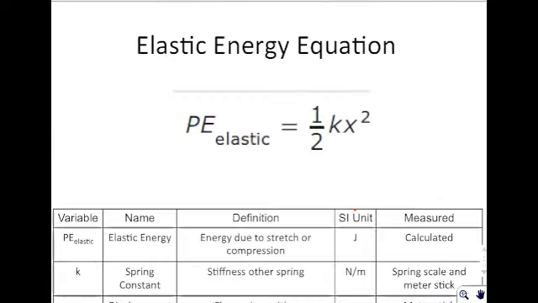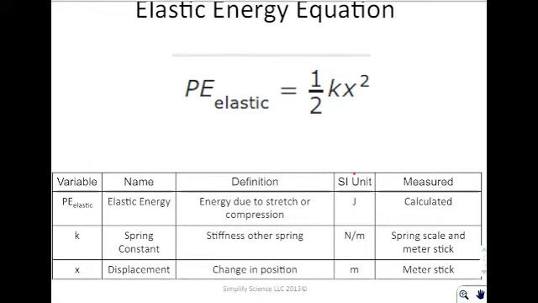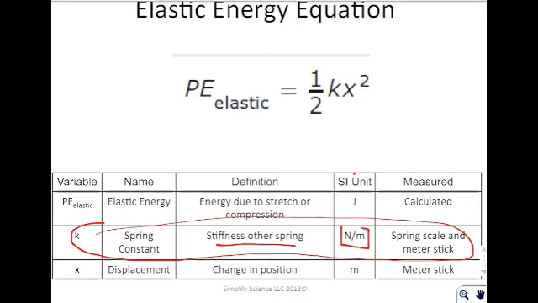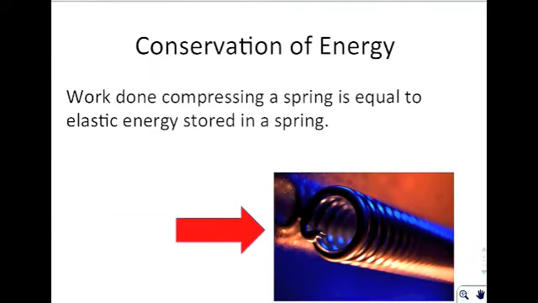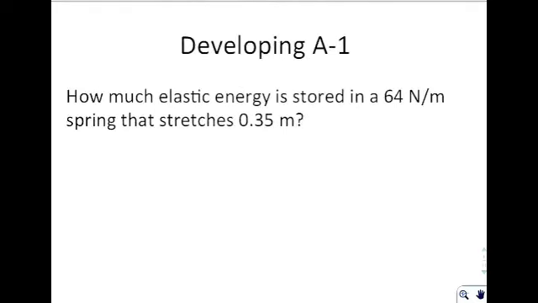So next, we talked about the equation already. The only thing that's new is we do have the spring constant, which has to be measured with a spring scale and a meter stick, and it's a measure of the stiffness of the spring. It's in newtons per meter. We also have the elastic energy, which is measured in joules. Change in position is delta x, so this is another way of saying the displacement. So we have the conservation of energy. We know that the work done compressing a spring is equal to the elastic energy stored in a spring, and because of that, we can say that conservation of energy holds.